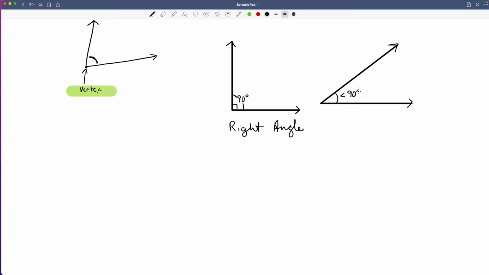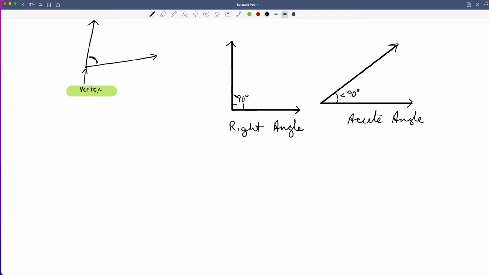And then the next type of angle you have is an obtuse angle. An obtuse angle is where the angle is bigger than the 90 degree measurement right there. So that's what we call an obtuse angle.